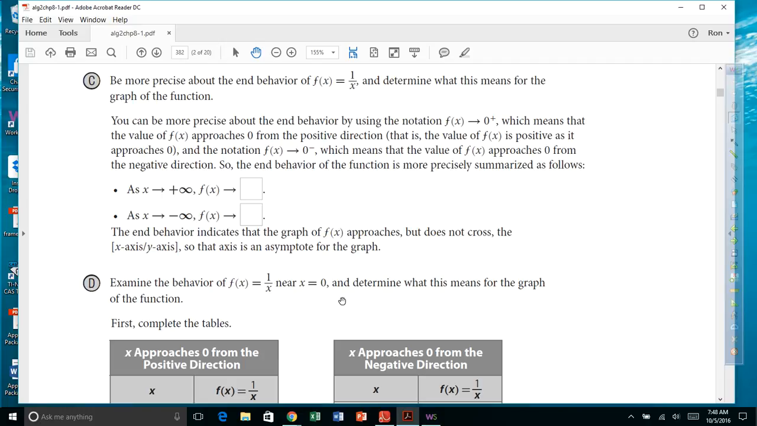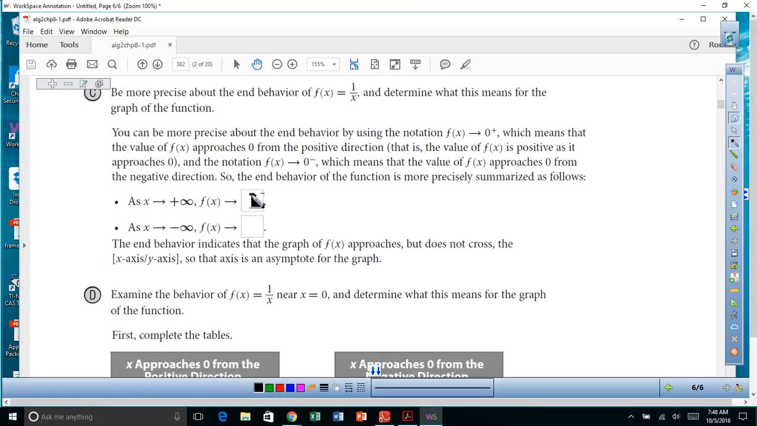So the end behavior of the function is more precisely summarized as follows. As x approaches positive infinity, f of x approaches 0 from the positive side. As x approaches negative infinity, f of x approaches 0 from the negative side. The end behavior indicates that the graph of f of x approaches but does not cross the x-axis. So that axis is an asymptote for the graph.